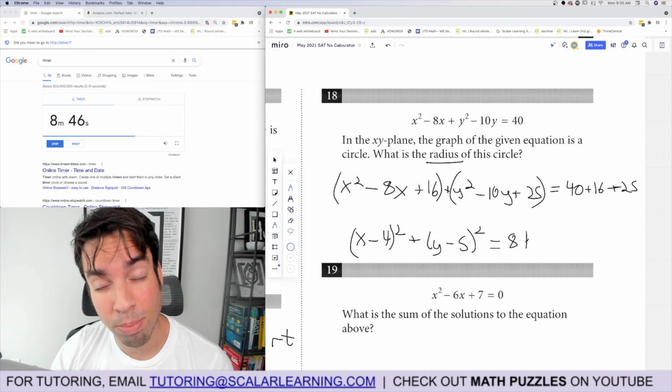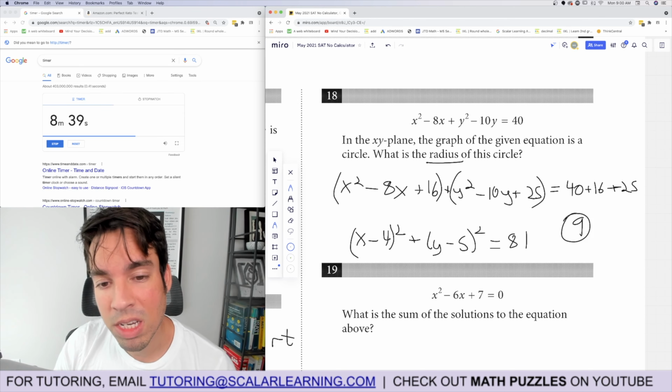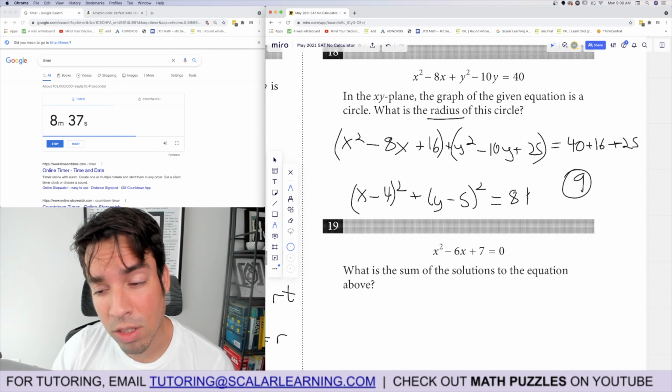That's a good sign because it's a perfect square and it's in the free response. So we want a nice whole number. And the square root of 81 is 9. So you want to be careful. You want to remember that's not the radius. This is the radius squared.